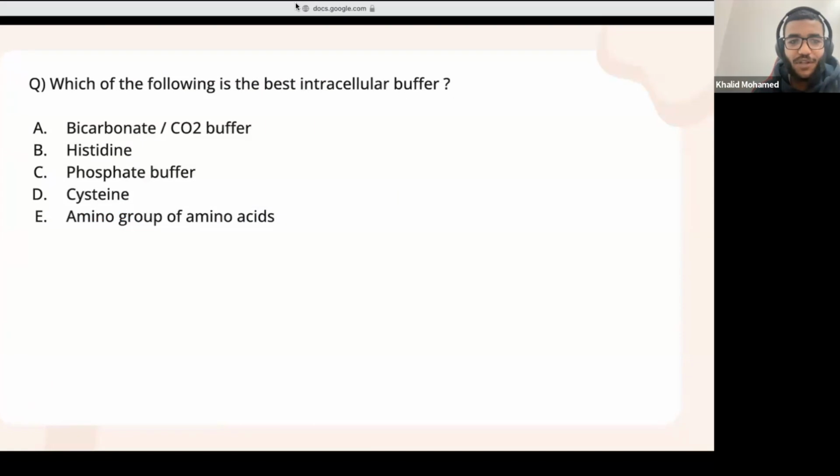This is a follow-up question. Which of the following is the best intracellular buffer?